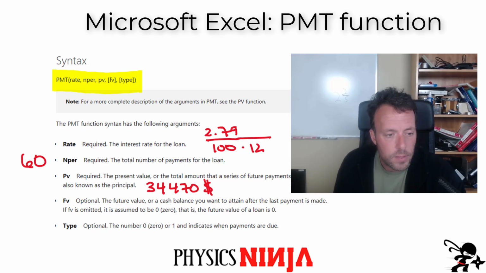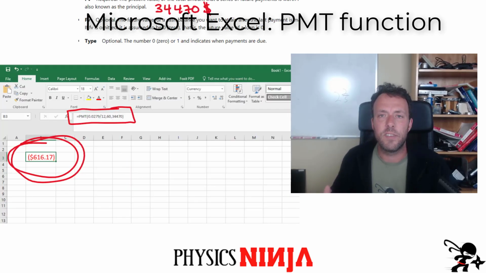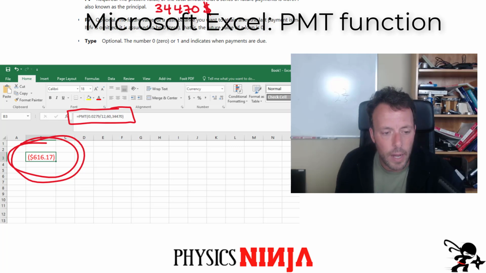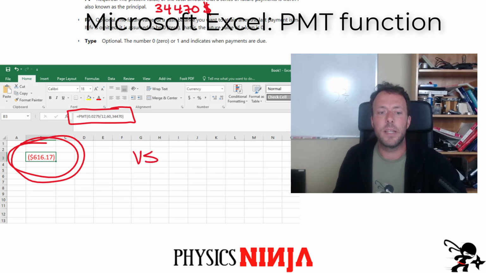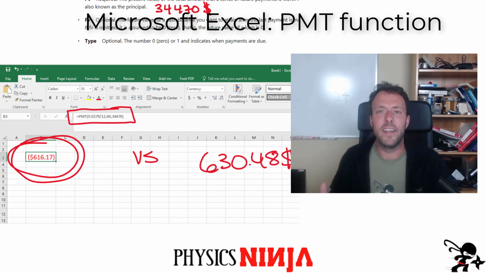That's it, right? This you can kind of see right here, hopefully. And at the end, I'm left with this number, $616.17. Well, that's a little bit odd because the guy's email sent me a link that was going to be $630.48. Well, which one is it? It's probably the 616, right?